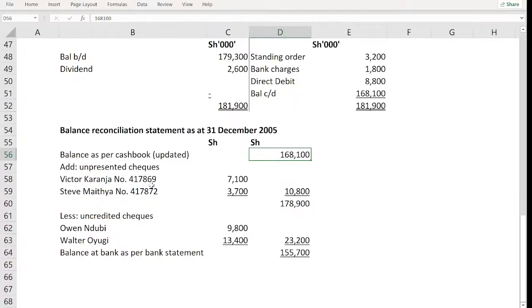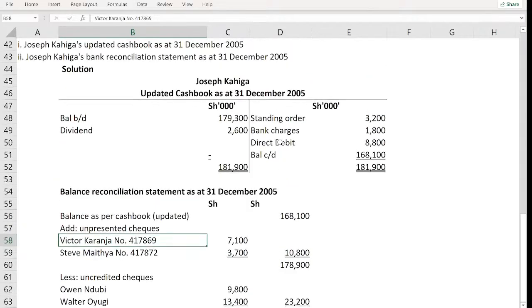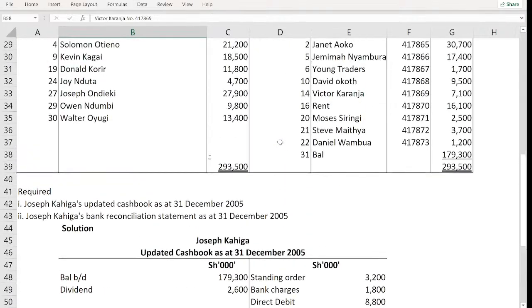Then we have to use a format on bank reconciliation: either we add unpresented cheques and errors and we subtract uncredited cheques and errors, or we add uncredited cheques and errors and we subtract unpresented cheques and errors from the bank. So let's start with the unpresented cheques. So we are going to look at those cheques that have not been presented. So they are on the cash book, but they are not on the bank statement.